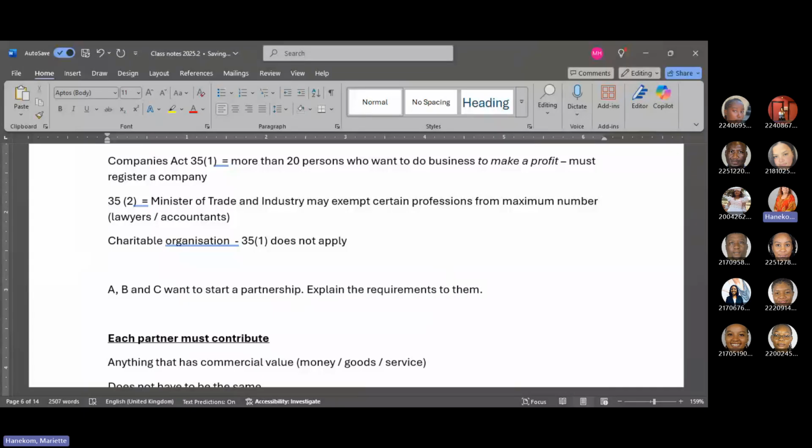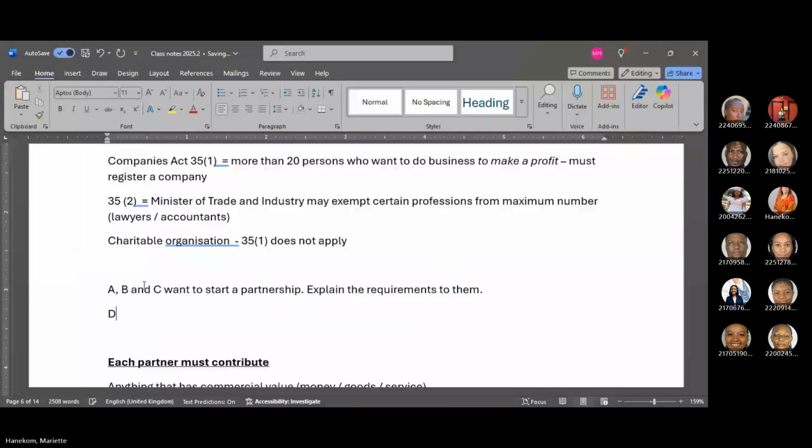So this is not an application question. I'm not asking you, does a partnership exist? That would be another potential question where I give you certain facts and you must decide based on the facts whether there is a partnership or not. If I'm just asking you to explain the requirements, this is essentially what I'm looking for.